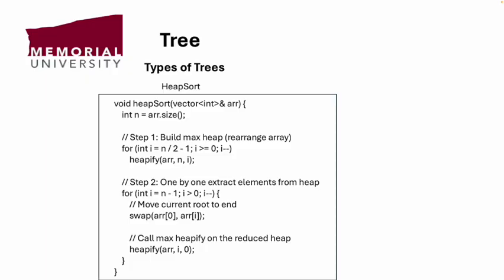If you want to have descending order, for a descending sort, use a min heap. Okay? That's how it works.